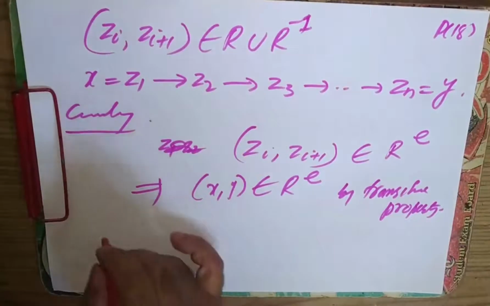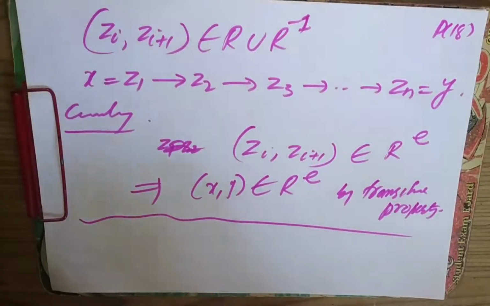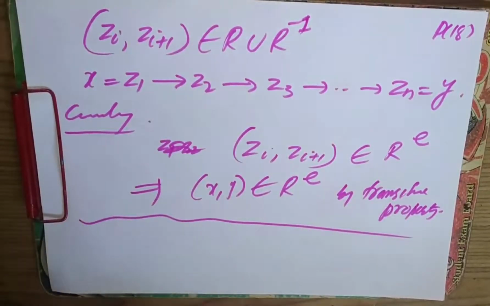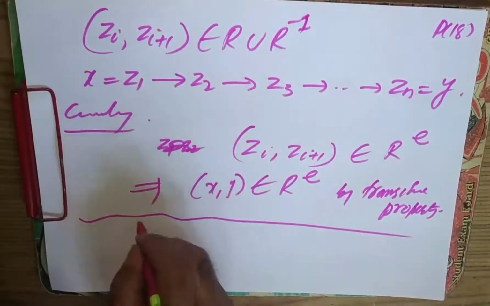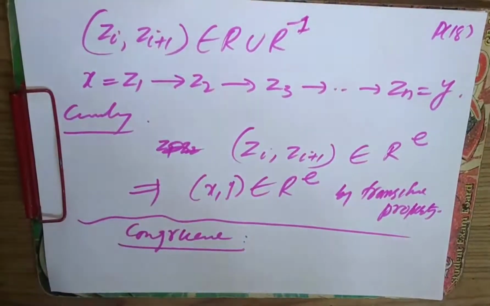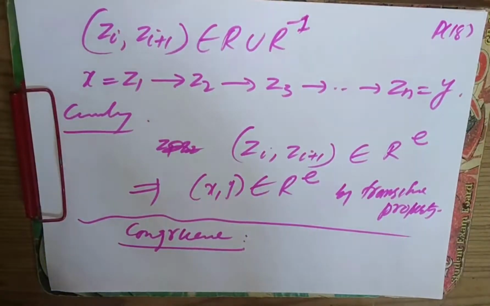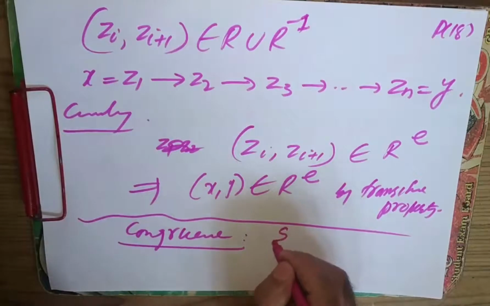So this proposition is very simple. That's the description of Re in terms of the relation R, where Re is the smallest equivalence relation containing R. Now next is the concept of congruence. A congruence is an equivalence relation defined on a semigroup, not on any set. So let S be a semigroup.